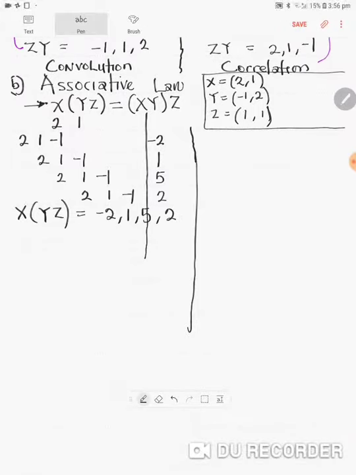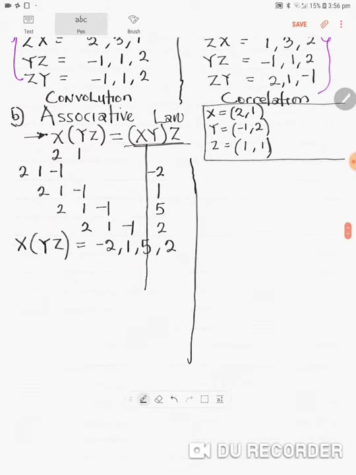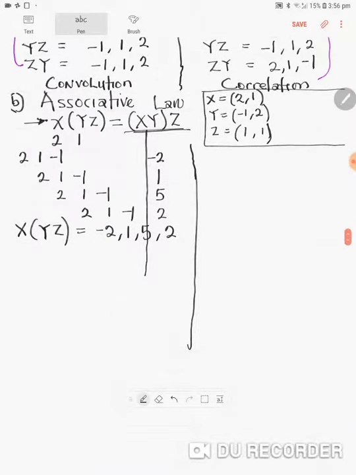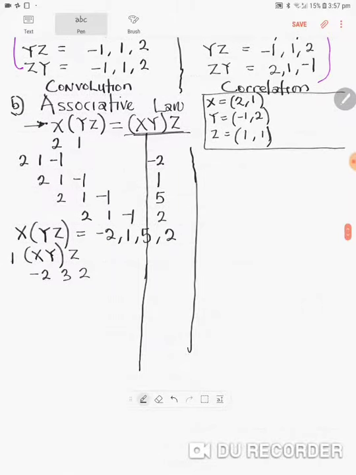Okay, so let's do the second part, for (x convolved with y) convolved with z. From what we've solved initially, our xy is minus 2 3 2. So we're going to write minus 2 3 2. I'll draw this line down. That's where we're going to write our output. Now we're trying to solve for xyz.